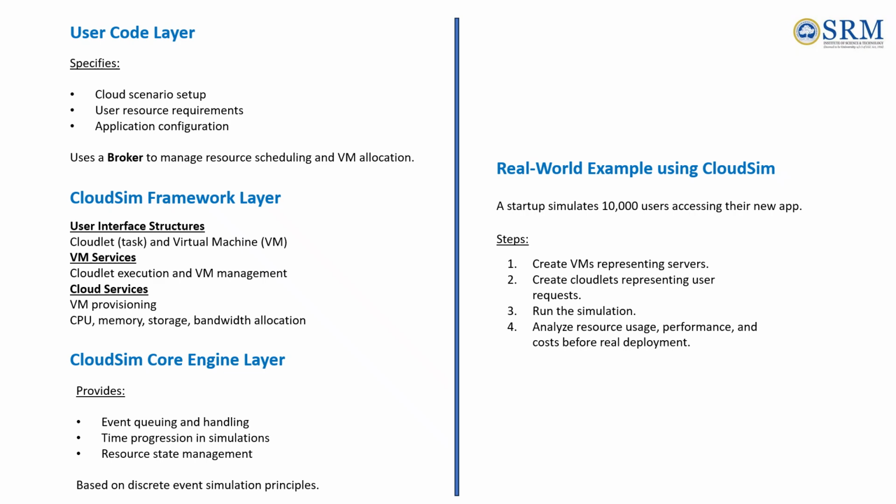After running the simulation, the startup can analyze important factors such as resource utilization, system performance, network behavior, and operational cost. This slide also explains that the user defines the cloud scenario, application configuration, and resource requirements. A broker is used to manage virtual machine allocation and task scheduling. At the back end, CloudSim uses discrete event simulation principles to handle event queuing, time progression, and resource state management. So overall, this example shows how CloudSim helps organizations test and optimize cloud systems before real deployment.